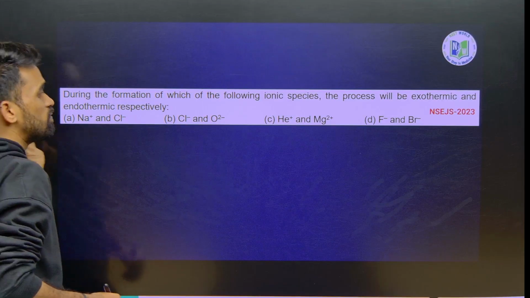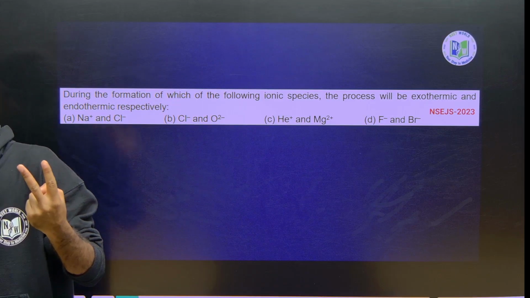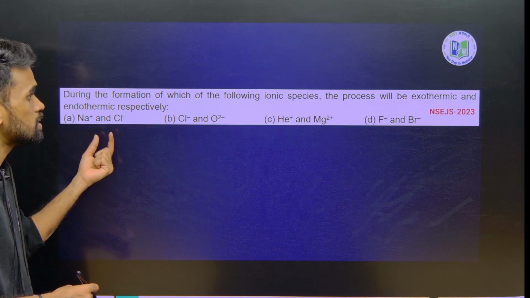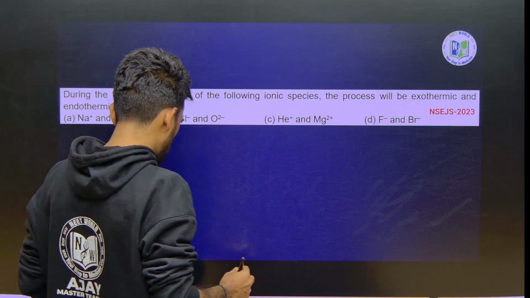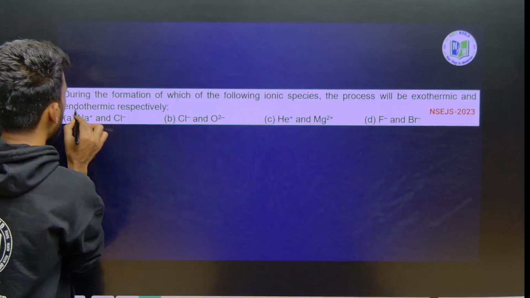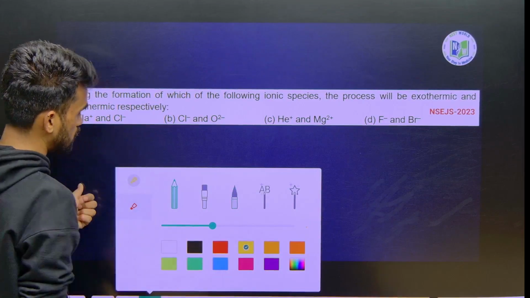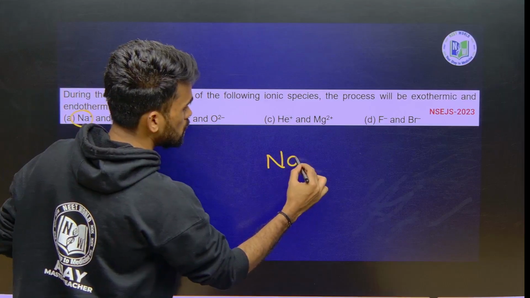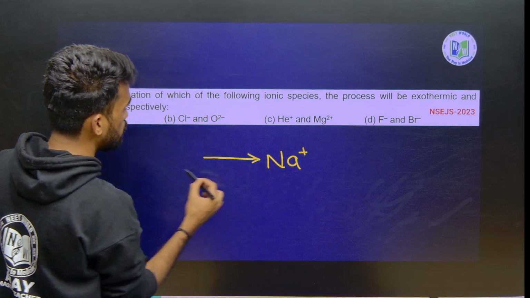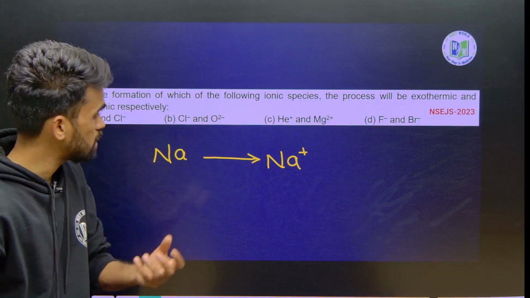See, there are 4 options, each option includes 2 ions. So during the formation of these ions from respective atoms, we have to identify whether it is exothermic or endothermic. Looking at the process, what process is included there? Look at the first one, sodium ion. So during the formation of sodium ion from sodium atom, what is the energy involved here? What is the process?